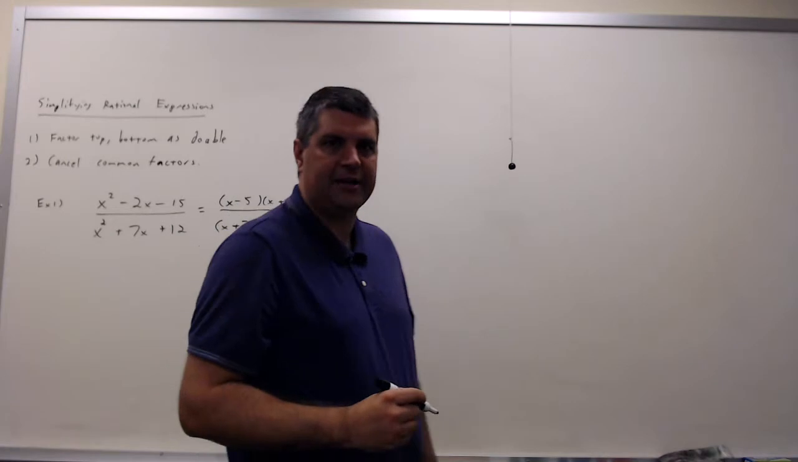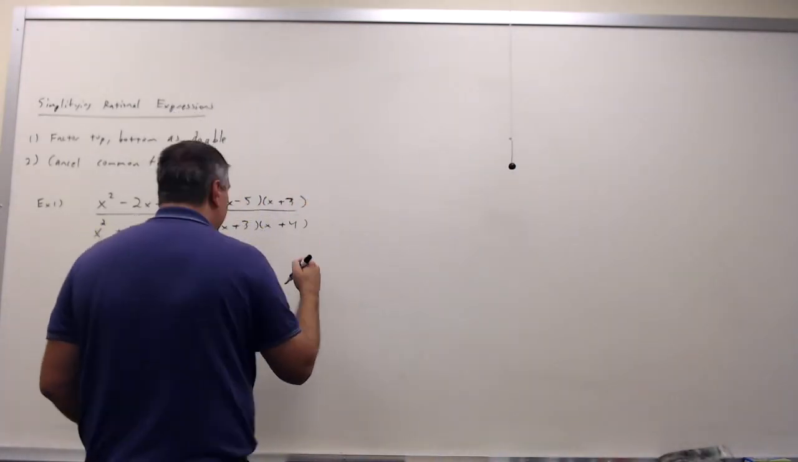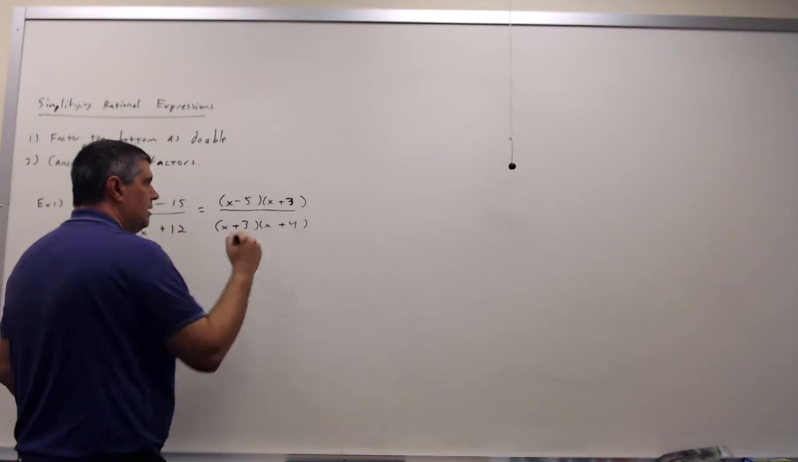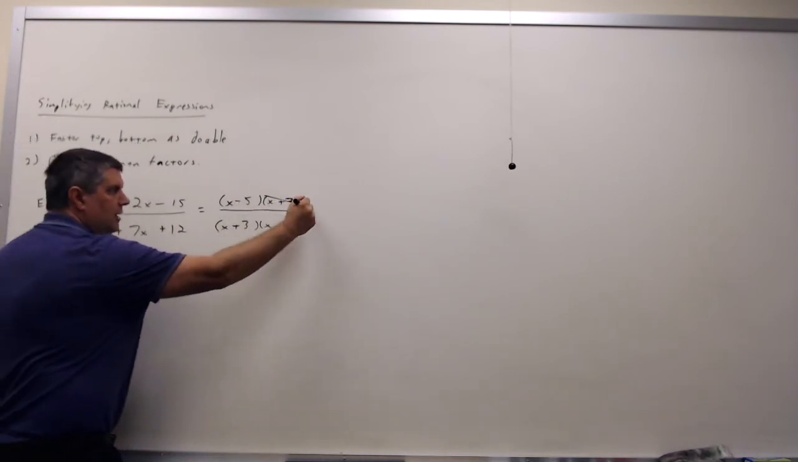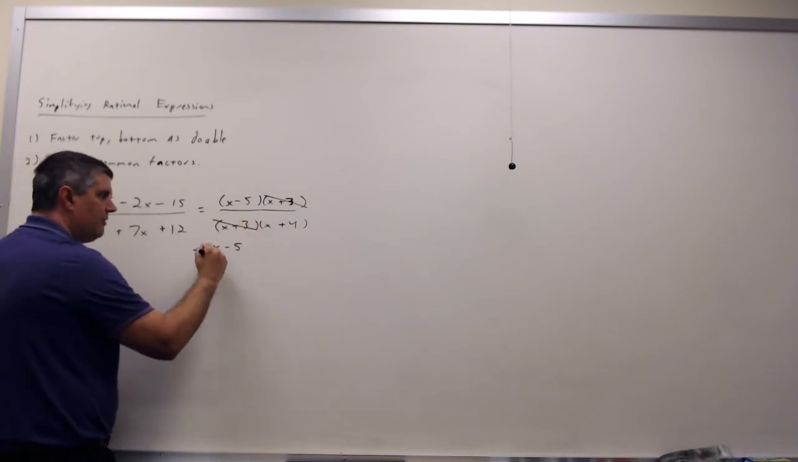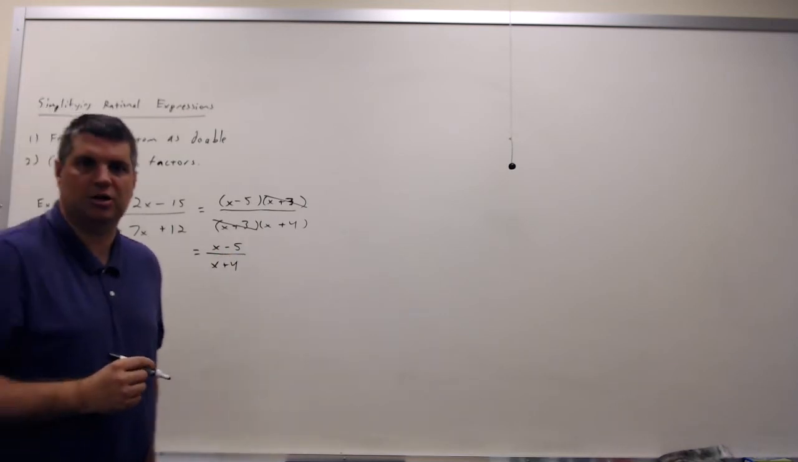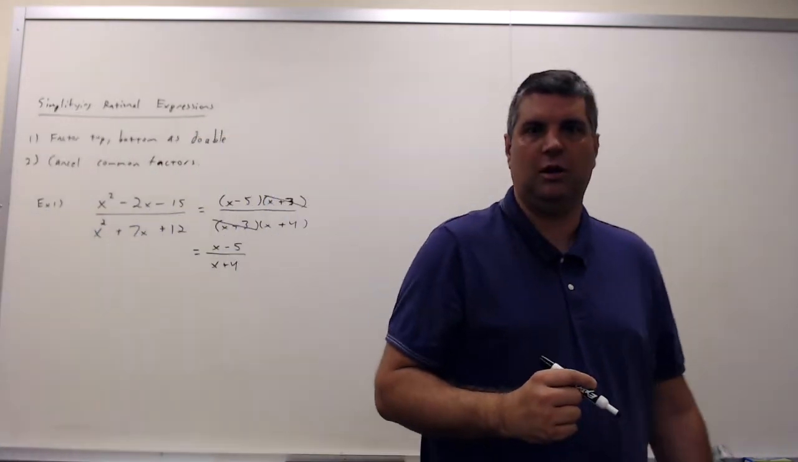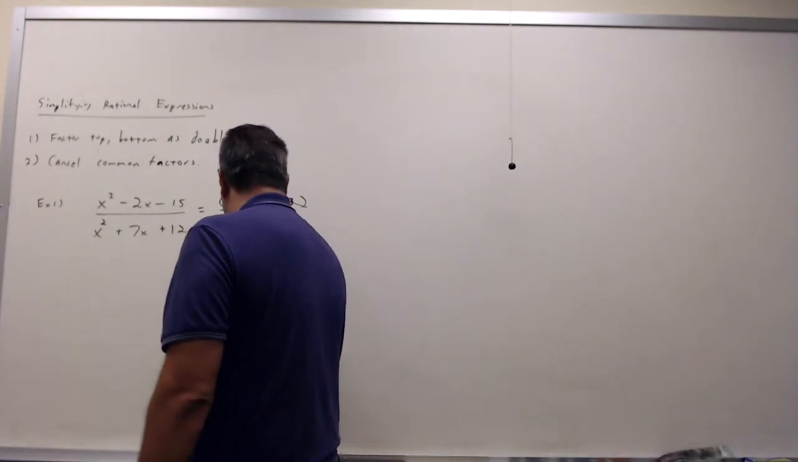Now that both top and bottom are factored, I'm going to cancel the common factor. They both have x plus 3's. So that leaves me x minus 5 over x plus 4. Parentheses are optional at that step if there's only these.